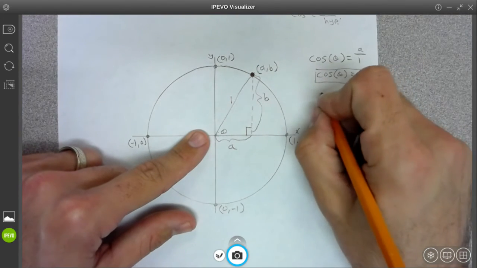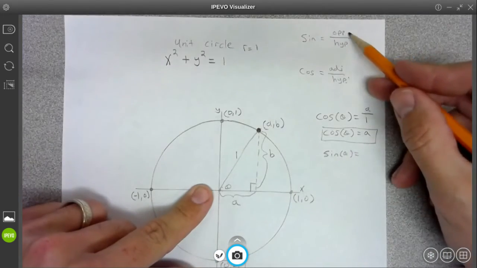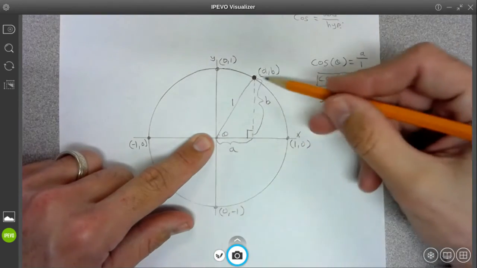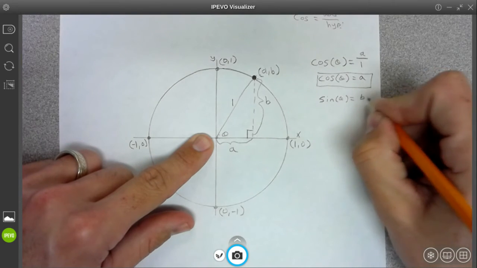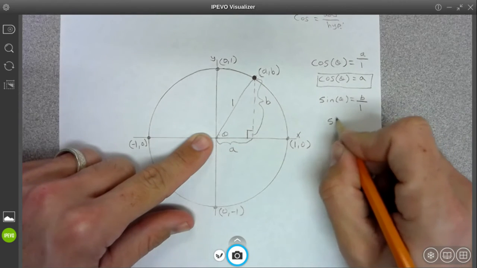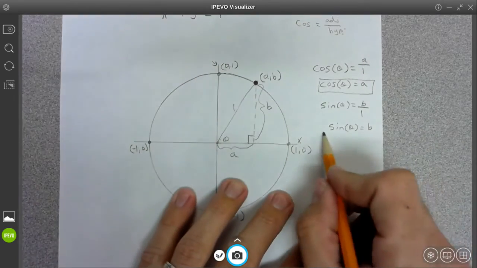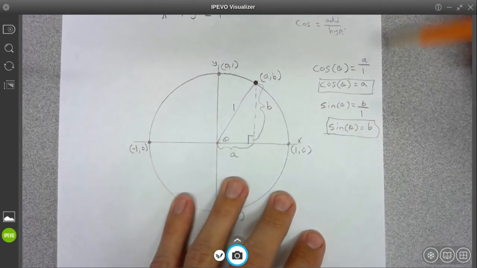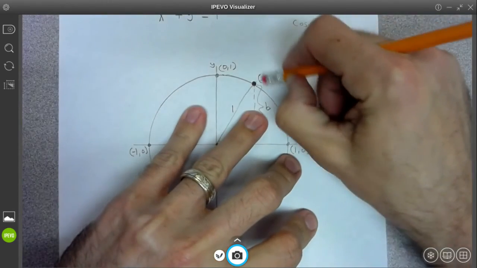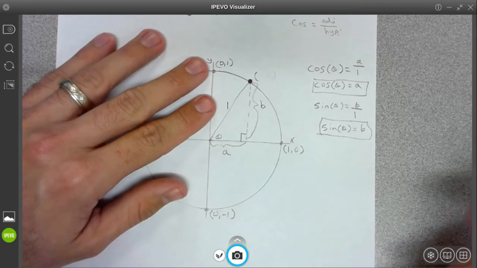Let's do the same thing for sine real quick. Sine theta is going to be opposite over hypotenuse. The side that's opposite angle theta is this B. So we get B over the hypotenuse, which is 1 again. This boils down to sine of theta equals B. Now this is really nice because I can substitute cosine and sine for A and B. And so we get this other way of thinking about sine and cosine.